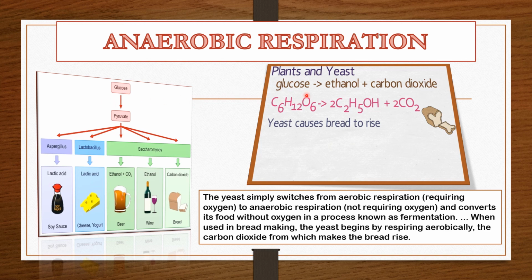Now see the diagram. The yeast simply switches from aerobic respiration requiring oxygen to anaerobic respiration not requiring oxygen and converts its food without oxygen in a process known as fermentation. When used in bread making, the yeast begins by respiring aerobically, the carbon dioxide from which makes the bread rise. Here I have given some example.